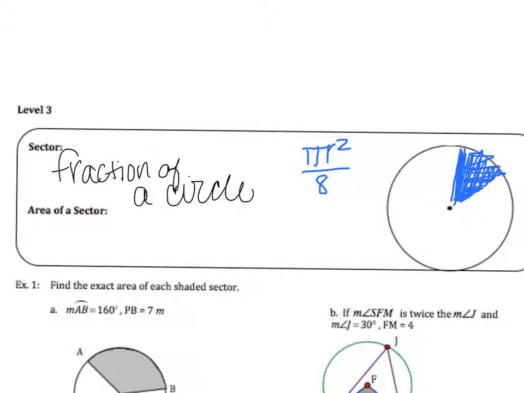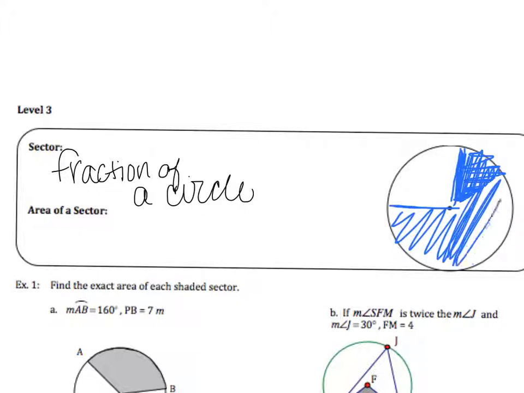Perfect. Okay, now what if I said I'm going to make this 3/4 of a circle? Well, once again, I would hope you would say, I'm going to take pi r squared and multiply by 3/4. Perfect answer. So what we're doing is we're taking the area of a circle, but multiplying by the fraction of the circle that we're looking for. How we find that is by the degrees of the circle.